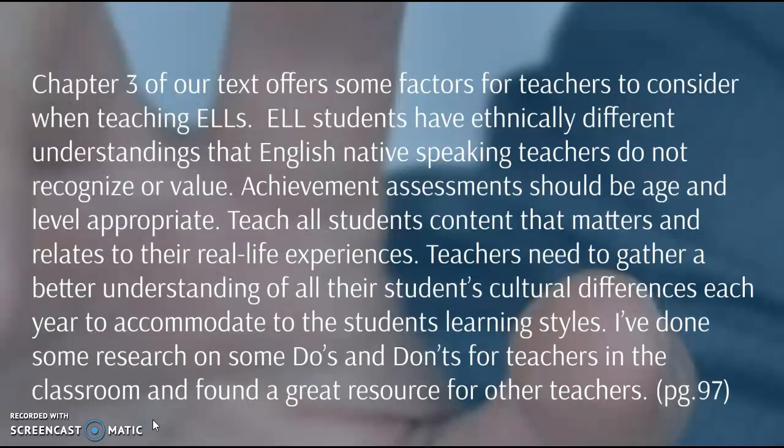Well, first, from Chapter 3 of our textbook, it offers factors to consider when teaching ELLs. ELL students have ethnically different understandings than English native-speaking teachers, which English native-speaking teachers do not recognize or value. Achievement assessments should be age and English level proficiency appropriate. Teach all students content that matters and relates to their real-life experiences, and or content that interests them. Teachers need to gather a better understanding of all the students' cultural differences each year to accommodate the students' learning styles.